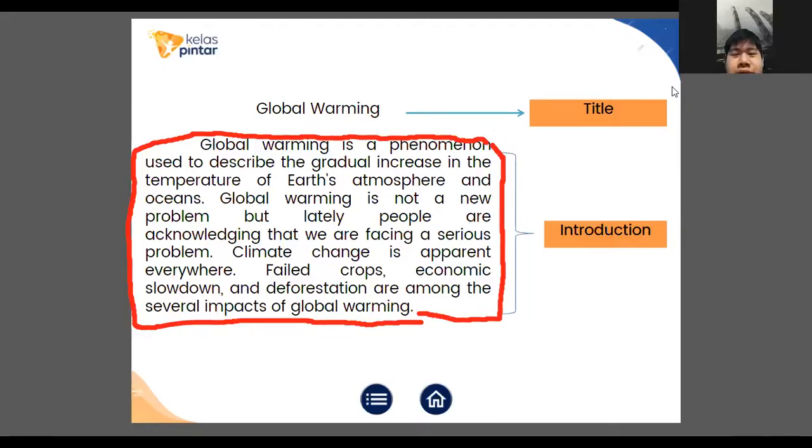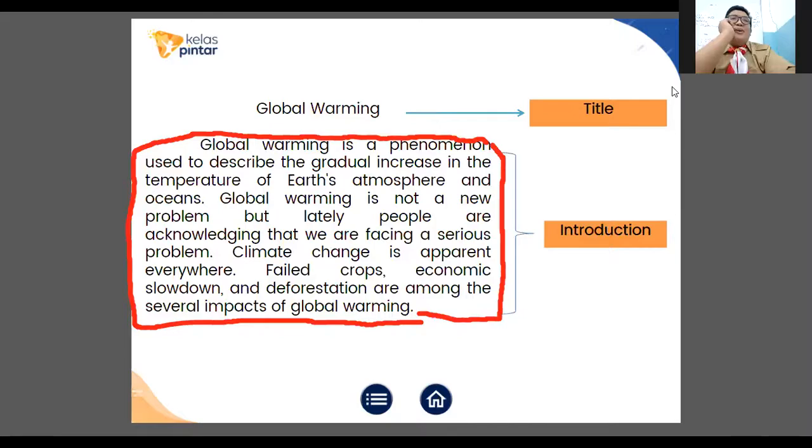Global warming is a phenomenon used to describe the gradual increase in the temperature of Earth's atmosphere and oceans. Global warming is not a new problem, but lately people are acknowledging that we are facing a serious problem. Climate change is apparent everywhere. Failed crops, economic slowdown, and deforestation are among several impacts of global warming.